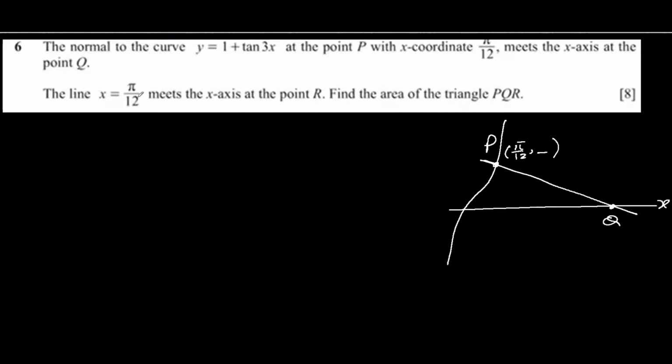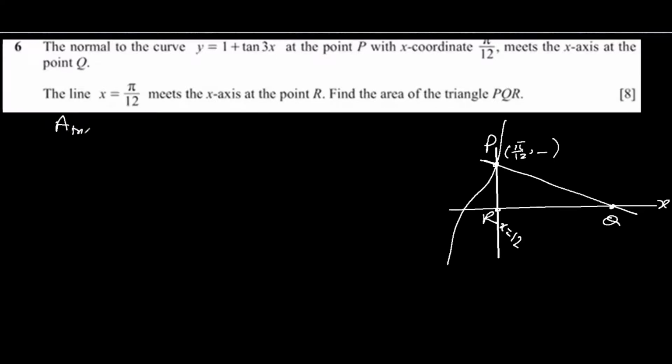The line x equal to pi by 12 means it will be a vertical line. This is not the y-axis, okay? This is x equal to pi by 12. This line meets the x-axis at R. Find the area of PQR. So we need to find the area of this triangle. And we can see it is a right angle triangle. So if we know somehow the base and the height, we get the area, right?